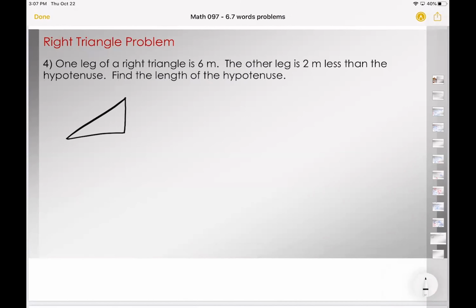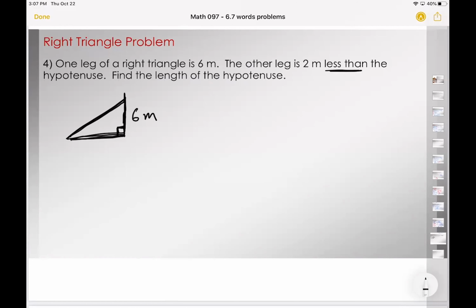Again, it doesn't matter how your right triangle is. So let's say that this is my triangle. Hopefully I don't confuse you, right? So my right triangle is this way now instead of the other way. Looking at this, they say one leg of the right triangle is 6 meters. So it doesn't matter which one, we say that this is 6 meters. The other leg is 2 meters less than the length of the hypotenuse.